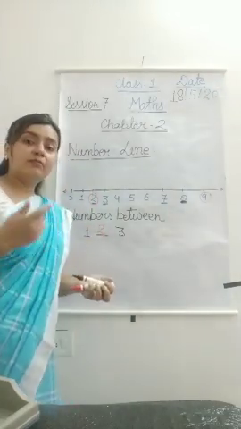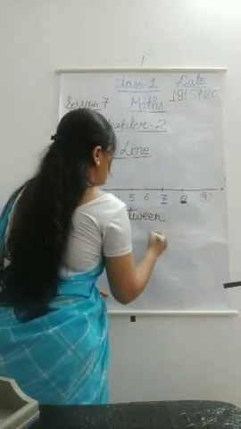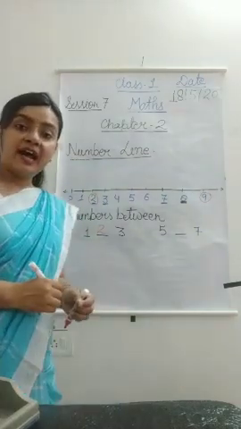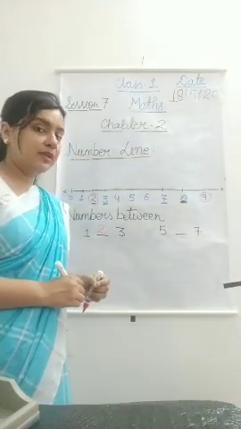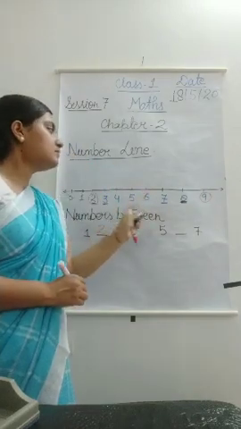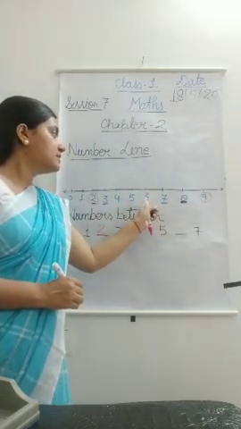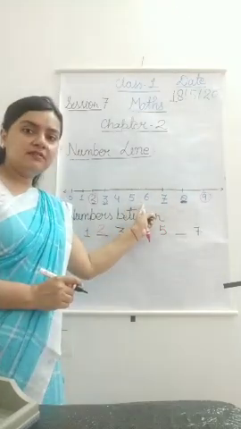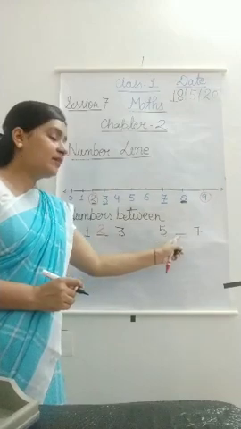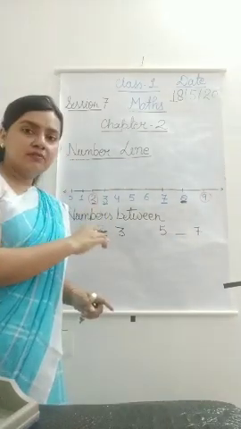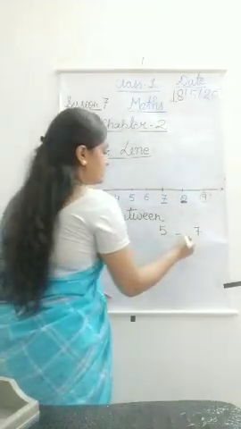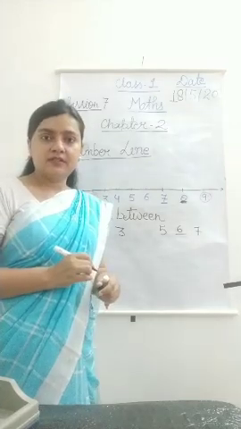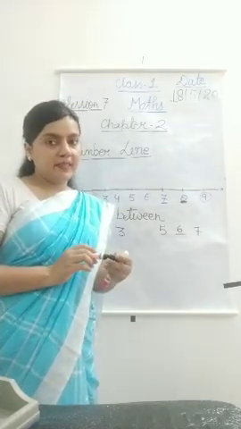Okay. Let's take one more example. Just go to 5-7. Okay. So tell me. See, you can see here after 5, 6 is here, then 7 is here. But here after 5, 1 blank is there, then 7 is there. So which number will be here? Here will be 6. I hope you are getting me. Very good.